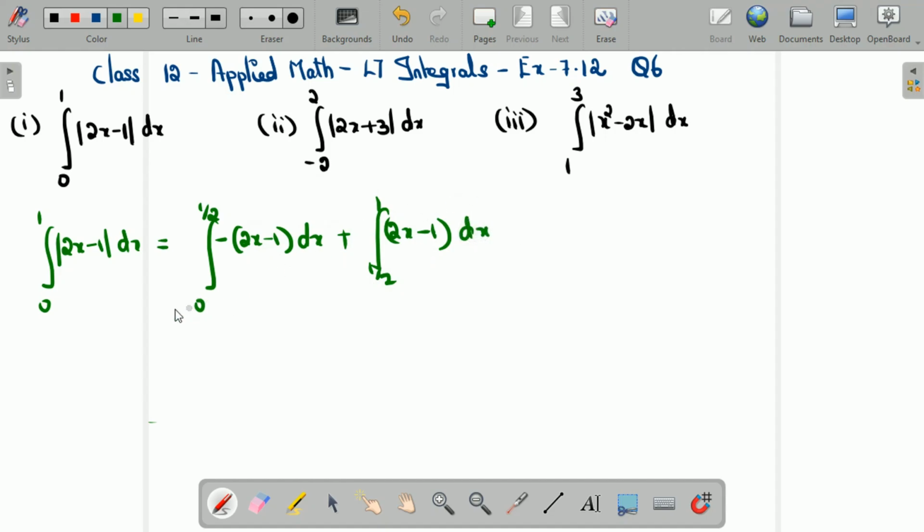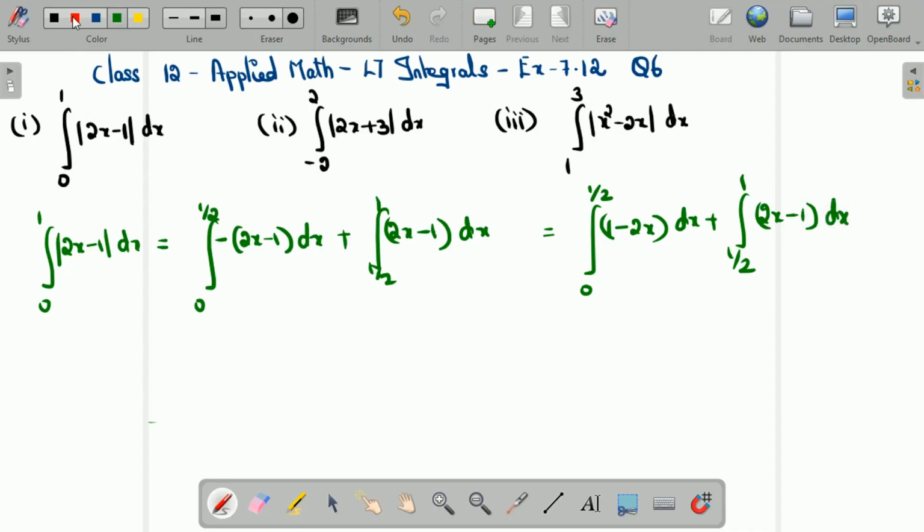So let's first perform the integration here. Either way, I'm taking the negative sign inside, so let's modify that too. So integral between 0 to half, this is going to be 1 minus 2x dx, and the other case is just going to remain the same. So half to 1, it is 2x minus 1 dx.